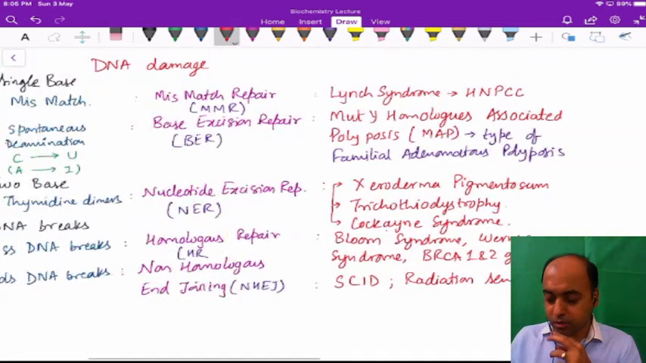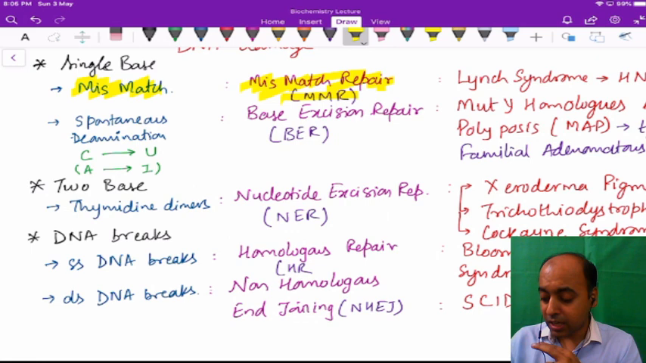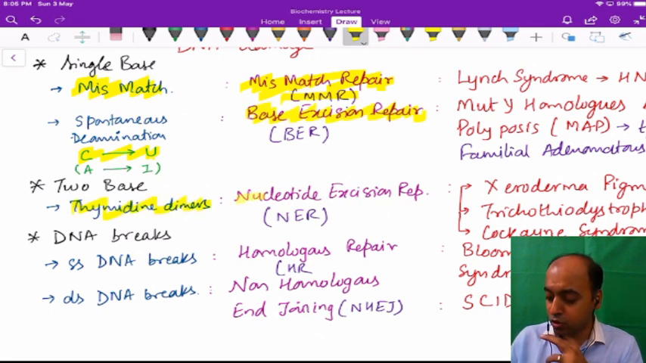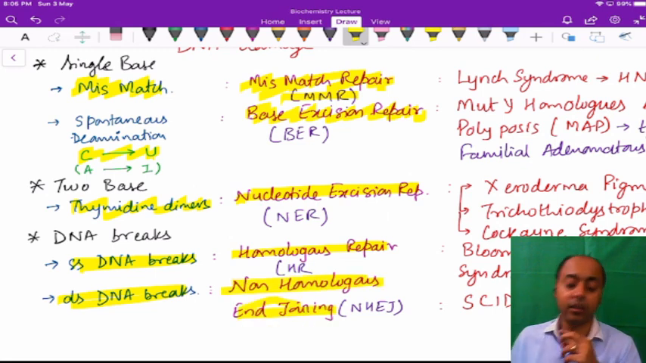First we have the mismatch repair. The repair mechanism for mismatch is the mismatch repair. Then we have the conversion of cytosine to uracil. Repair mechanism is the base excision repair. Then we have the thymidine dimers. The repair mechanism is the nucleotide excision repair. Then we have the single strand DNA break. Repair mechanism is the homologous repair. We have the double strand DNA break. Repair mechanism is the non-homologous end joining.